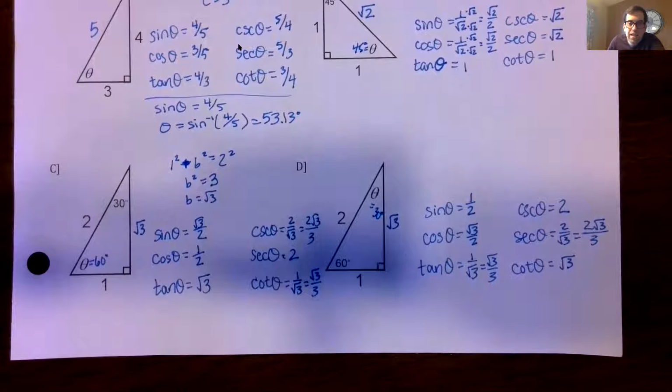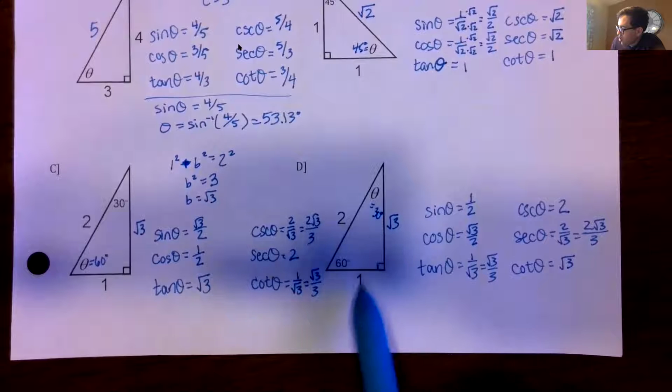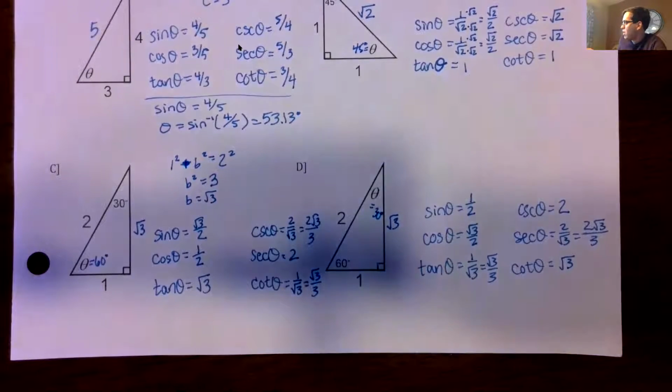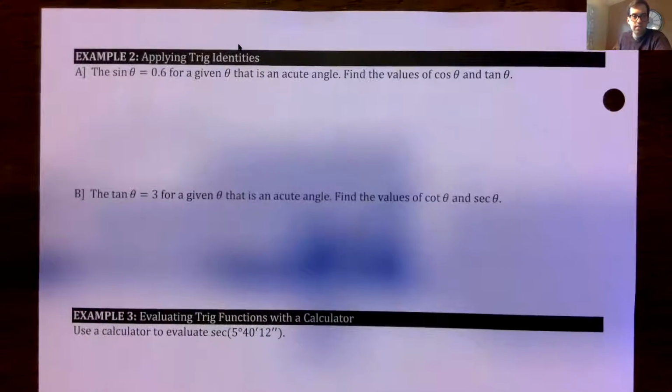So you can kind of see that if we move theta, all that's happening is we're switching what order we compare the sides in, and so the trig functions are just going to switch around. All right, that's what's going on there on the front. We're going to flip on over to the back here then and try some more. So let's take a look at example 2.